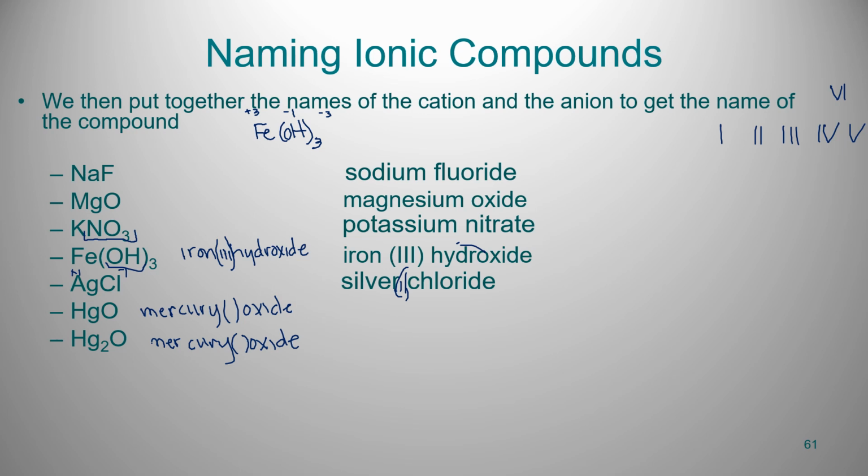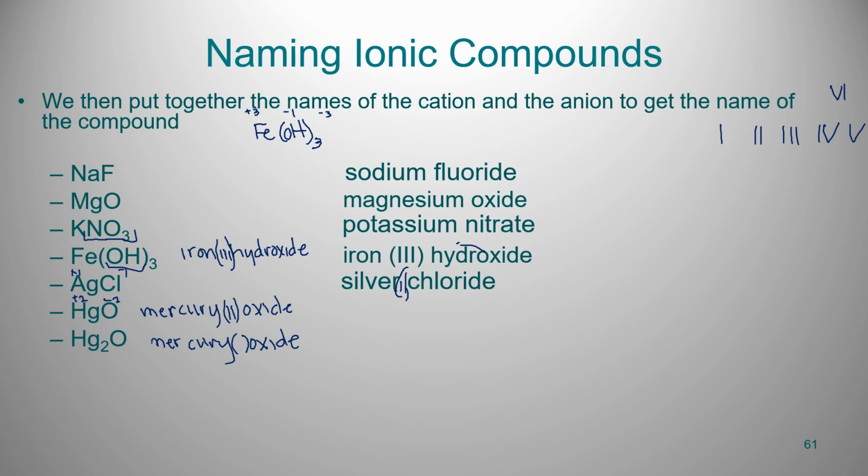Well, oxygen in this case is a -2. It's in the 6th column. So if oxygen is a -2, in this case, mercury has to be a +2. So this is mercury 2 oxide. So be really careful. Take your time. Be really careful with that. This is a mercury 2 oxide.